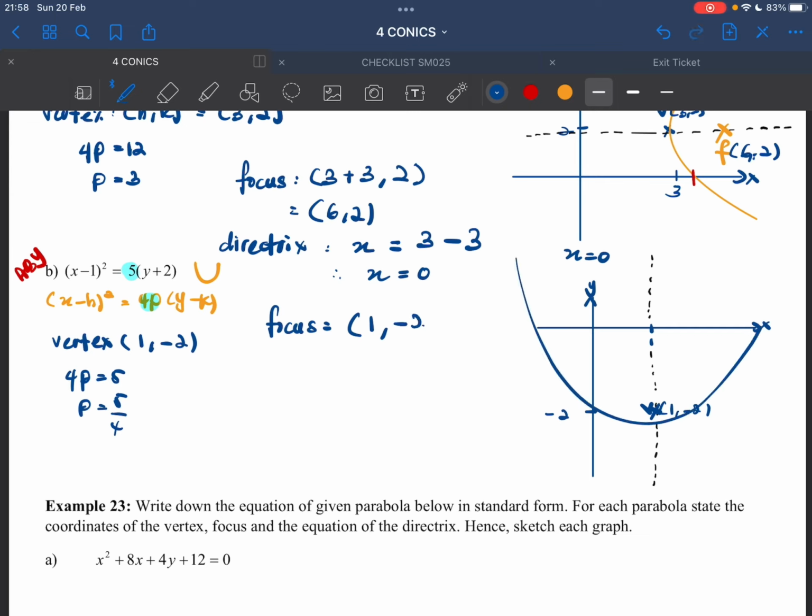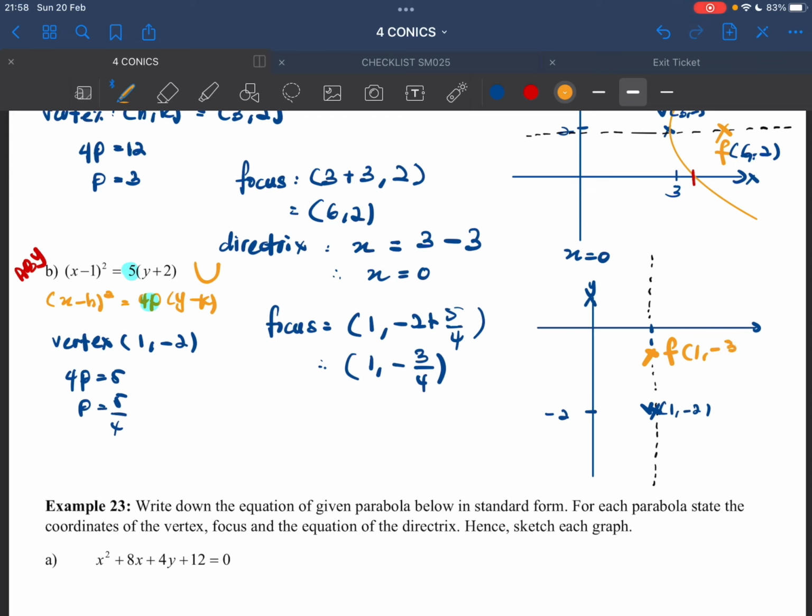Since you know that the focus coordinate will be above the vertex, you have to add p. In this case, your p is 5 over 4. So that's going to be, the focus is 1, negative 3 over 4. That means the coordinate of the focus is going to be here, 1, negative 3 over 4.